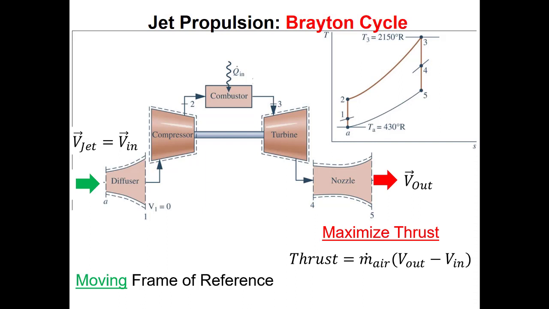This is different than all the other heat engines we've talked about, where we're trying to maximize the net power per unit heat coming into the system. Now at the core, or the center of our turbojet engine, is a Brayton cycle. We have a compressor, a combustor, and a turbine, and our working fluid is air.